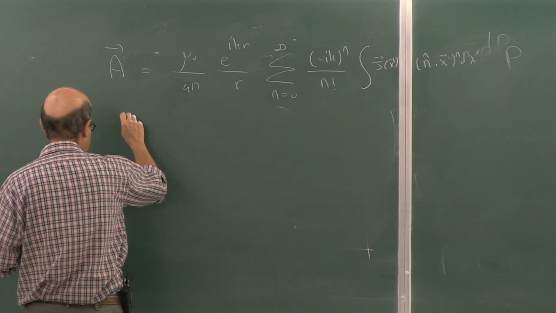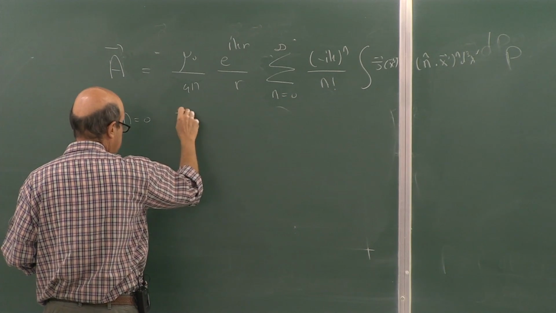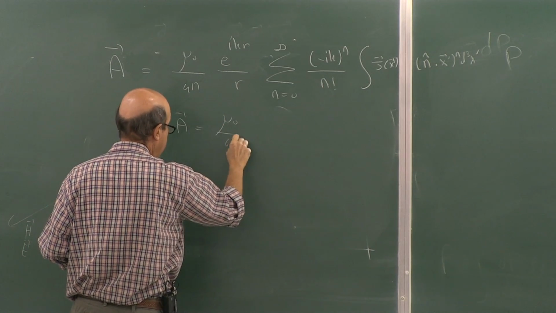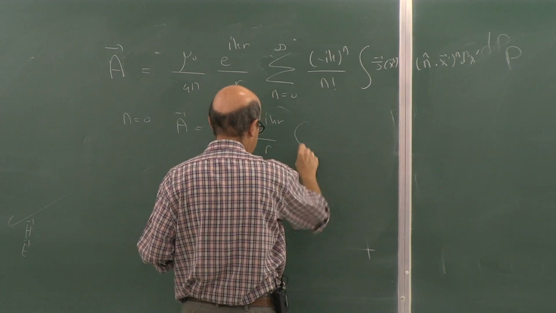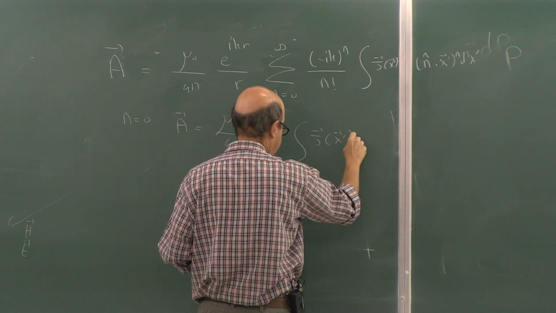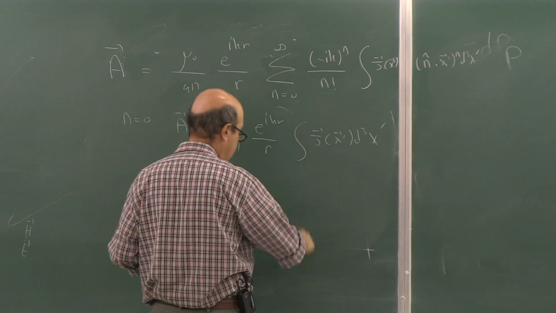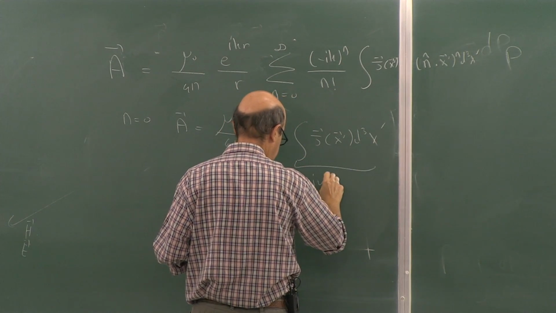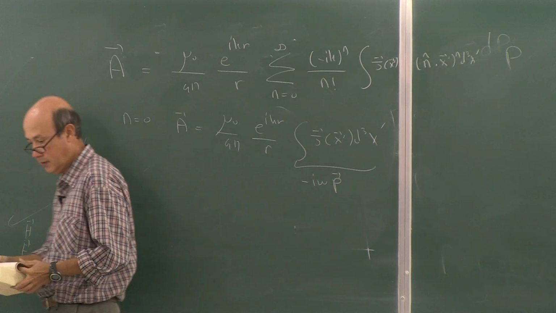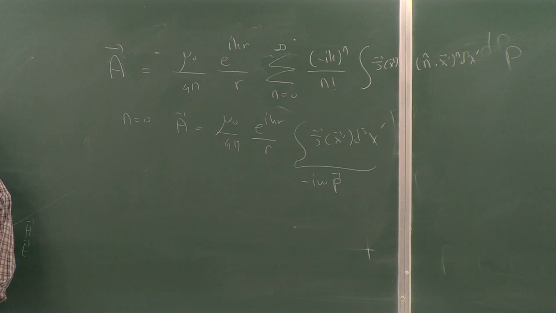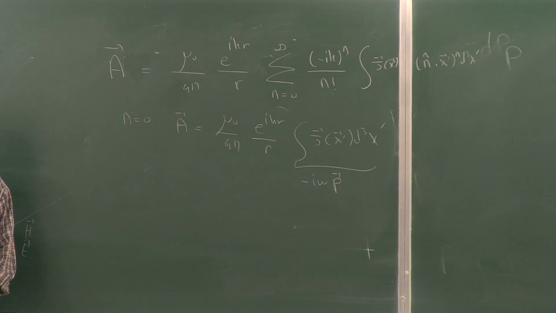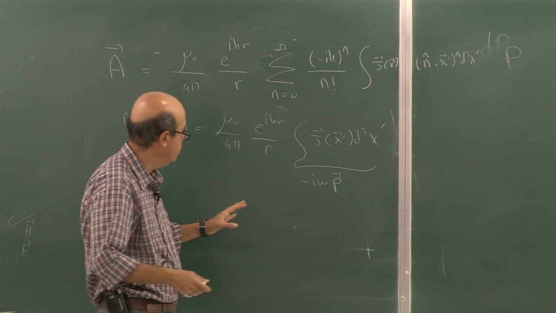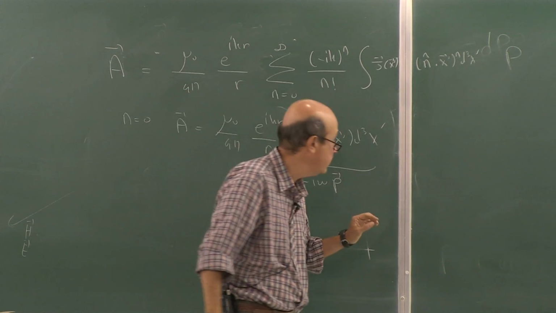So we said that when n equal to 0, the vector potential is mu0 over 4 pi, e to the ikr over r, times this. And I think I showed you that this is nothing but minus i omega times the electric dipole moment for the n equal to 0 case. I used the continuity equation and such things, and I found the vector potential in that form.